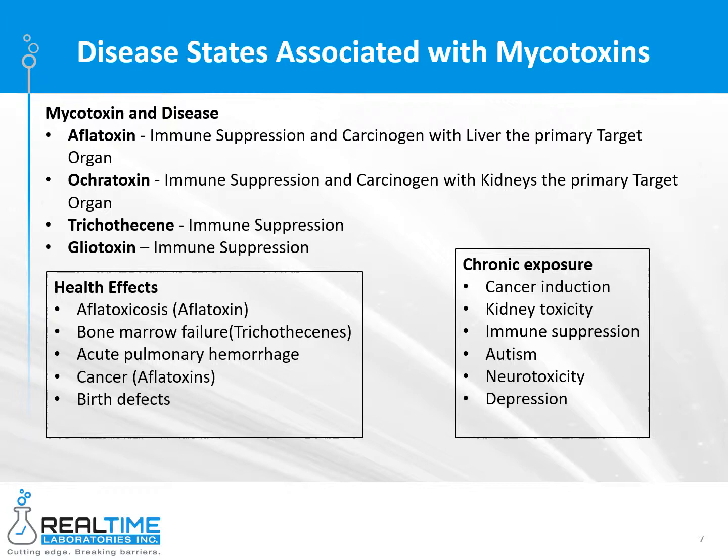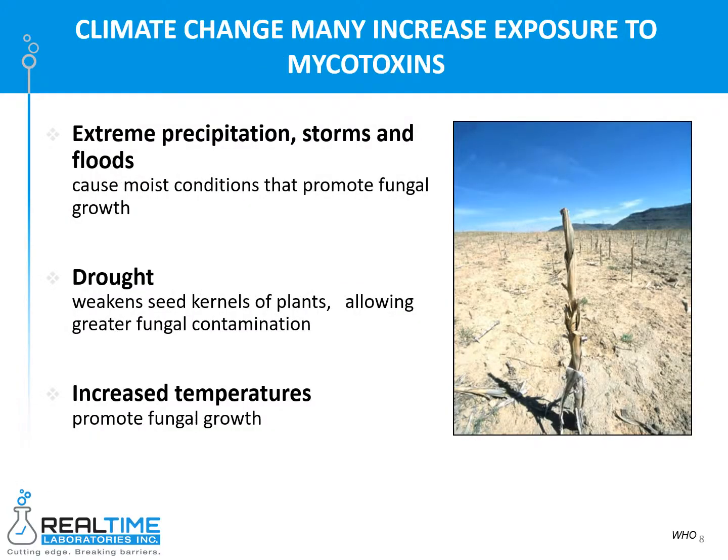The diseases associated with mycotoxins are the climate changes that many believe can increase exposure to mycotoxins. It's because it's dry. They're looking for water. They've taken their spores and consolidated them down to make sure there's good DNA protection. The extreme precipitation from storms and floods can cause moist conditions, and they just love that.